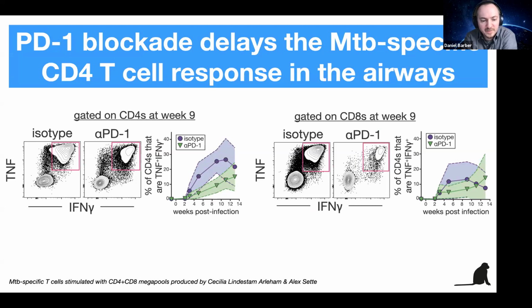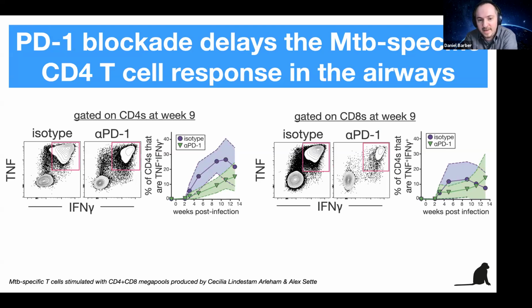And here we restimulated the cells with Cecilia and Alex's peptide megapools. They work fantastic in macaques. We can very readily detect huge precursor frequencies of Mtb-specific T cells. Now, we expected that blocking this inhibitory receptor, we'd see this big increase in the antigen-specific T cell response, or at least a big acceleration in the T cell response.